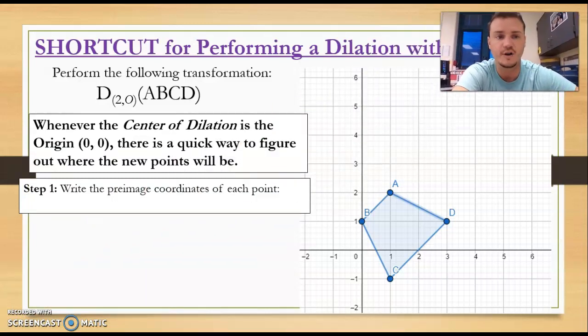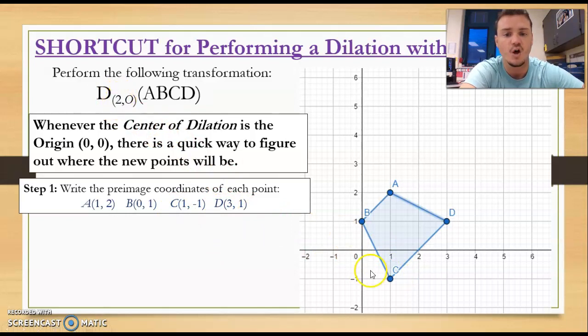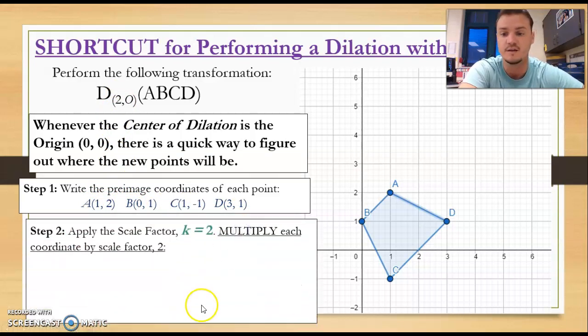So we'll start off with our pre-image coordinates. So A is at 1, 2, B is at 0, 1, C is at 1, negative 1, D is at 3, 1. Now, our scale factor is 2. Whenever the origin is our center of dilation, you can just take your scale factor and multiply every single coordinate by the scale factor. And that's where your new point is going to be.